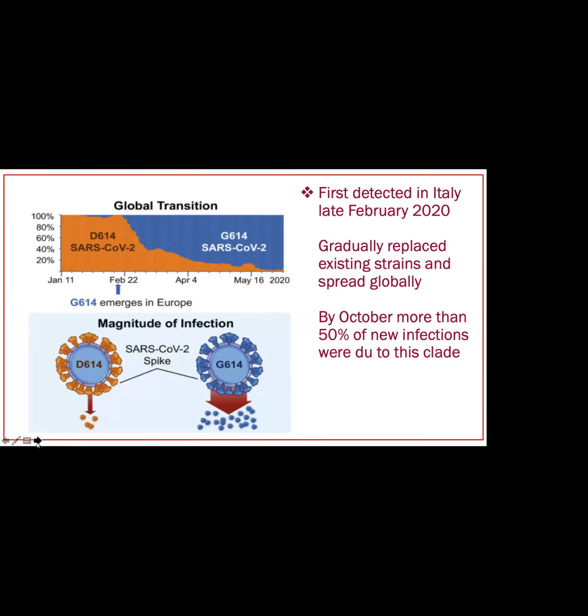Now, this was a very significant mutation resulting in a change in an amino acid at position 614 on the surface of the virus in the spike protein from D, which is aspartic acid, to G, which is glycine. This particular mutation made the virus more infectious.